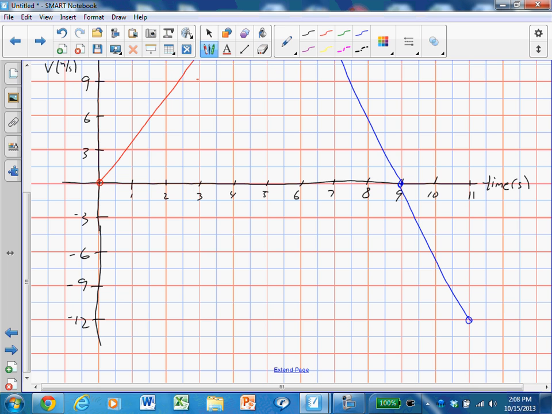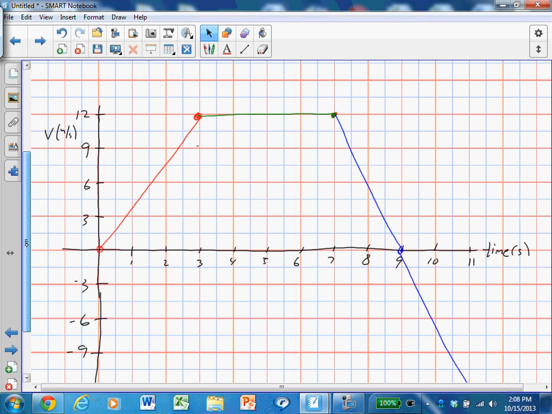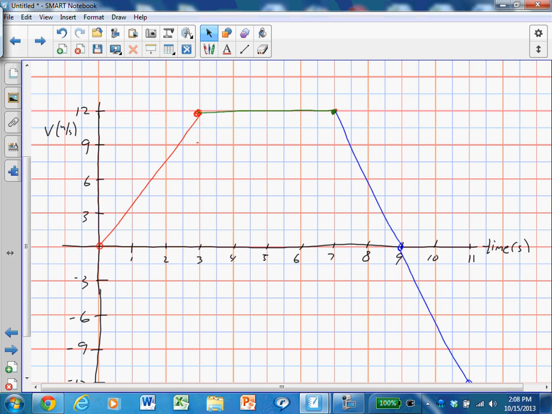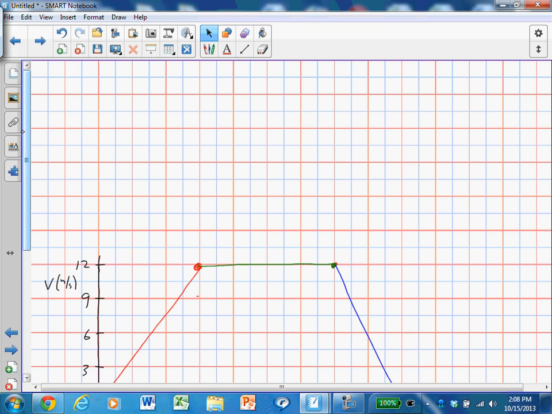Okay? Now, from this velocity versus time graph, we could go down to the acceleration, and there would be 3 of them. There would be a positive acceleration in the red zone, a 0 acceleration in the green zone, and a negative acceleration in the blue zone. Okay? But you know how to get the slopes and do that, so I won't do that here.